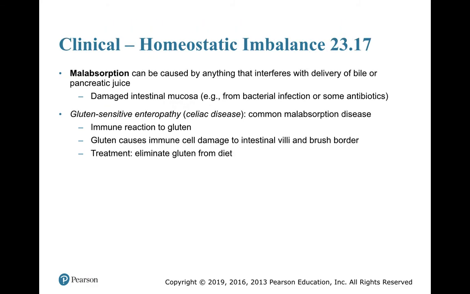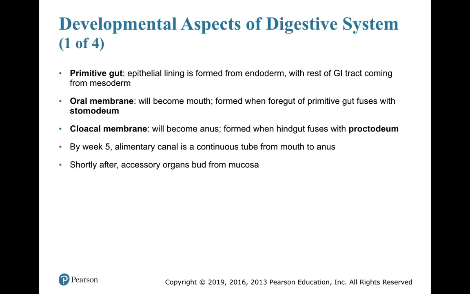Malabsorption can be caused by anything that interferes with the delivery of bile or pancreatic juices, damaged intestinal mucosa from bacterial infections, or even some antibiotics. We also have gluten-sensitive enteropathy, or celiac disease, which is a more common malabsorptive disease in which there is an immune reaction to gluten, and gluten causes the immune cells to damage the intestinal villi and the brush border, and the treatment for that is the elimination of gluten from the diet. However, that is not as easy as it sounds. Gluten shows up in a large number of foodstuffs.